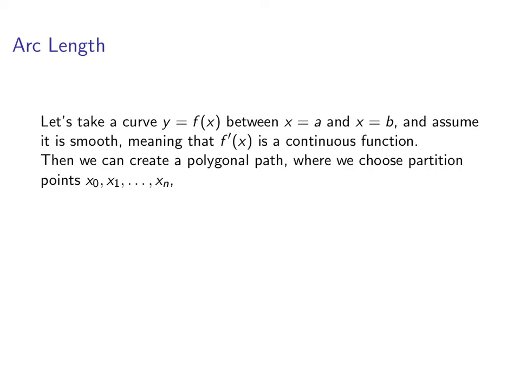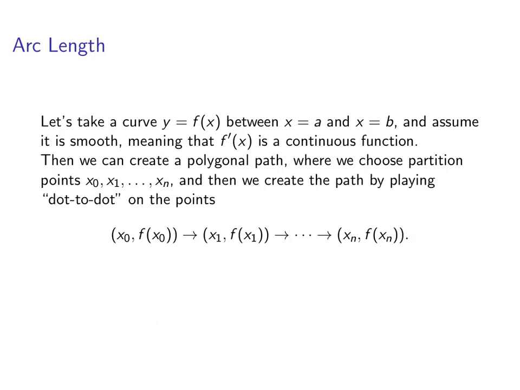Now we're going to create a polygonal path. What we'll do is we're going to choose partition points x0, x1 up through xn in the usual sort of way. And then we're going to create the polygonal path by playing dot to dot on a bunch of points on the curve. So we take the point x naught, f of x naught, that's the first point on the curve, and then we move over to x1, f of x1, and instead of following the curve, we follow a line segment between those 2 points. And we keep creating line segments to join together until we're all the way at the very end. The last point will be x sub n, f of x sub n. We'll look at a picture of this in a moment. The usual sort of thing, we're going to let delta x be equal to (b minus a) over n.